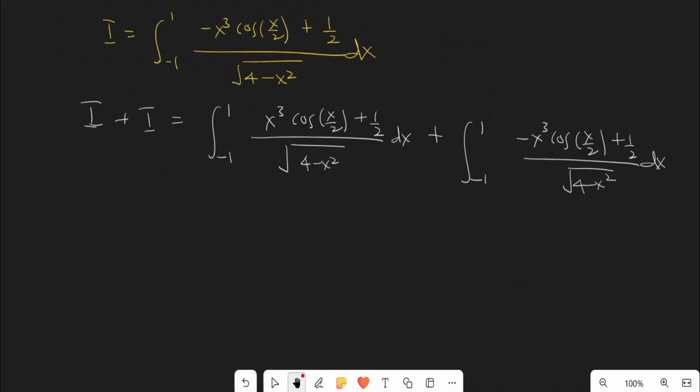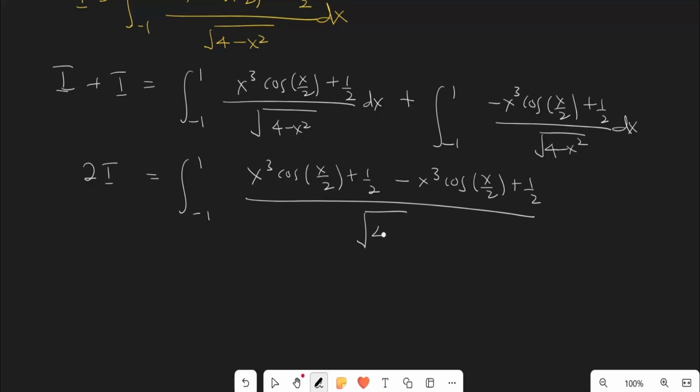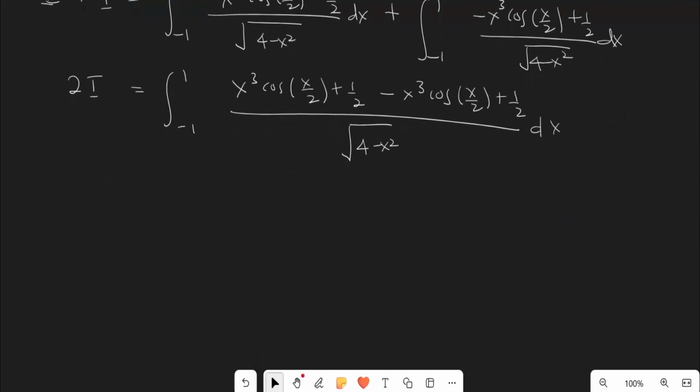Nice. So here the left hand side really combines to 2I, which is equal to, I can put these two integrals into one integral because they have the same denominator. So the integral from -1 to 1 of x to the third cosine of x over 2 plus 1/2, minus x to the third power cosine of x over 2 plus 1/2, divided by a common denominator, which is the square root of 4 minus x squared, all this dx. And there are going to be some cancellations here.